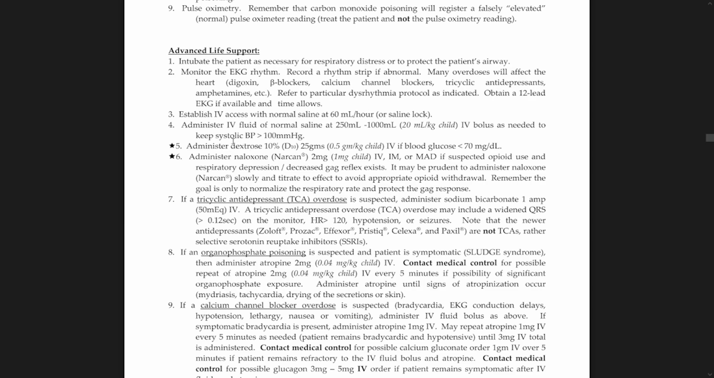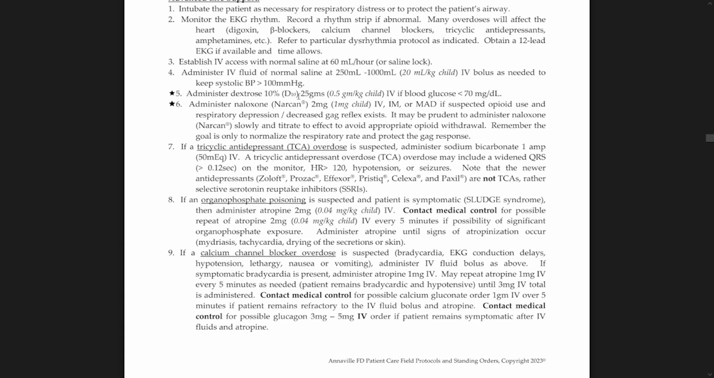Administer D10 or dextrose at 25 grams via IV if the blood sugar is less than 70 units. Also 0.5 grams per kilogram for a pediatric patient. Administer naloxone or Narcan at 2 milligrams, or 1 milligram for a child, IV, IM, or MAD device.